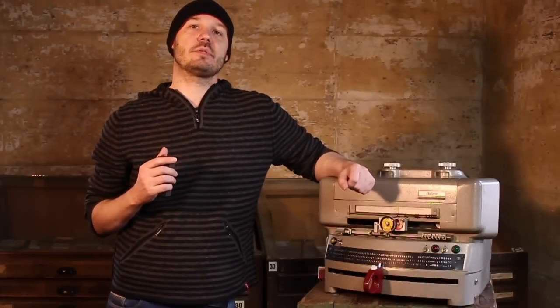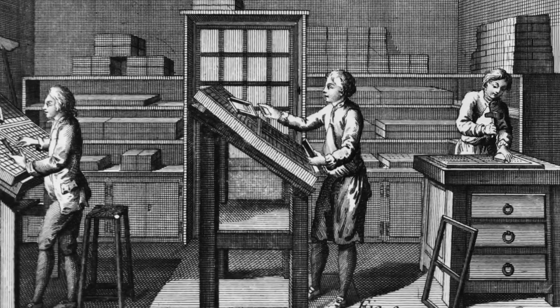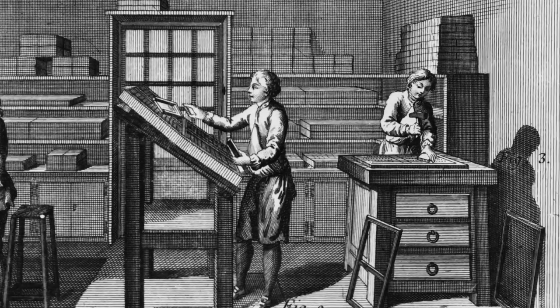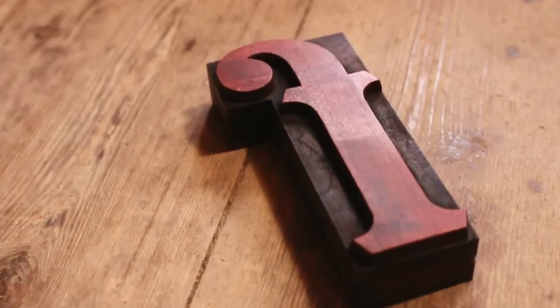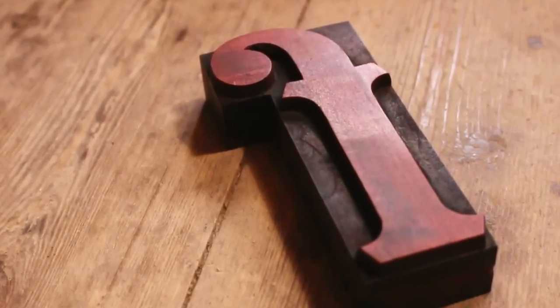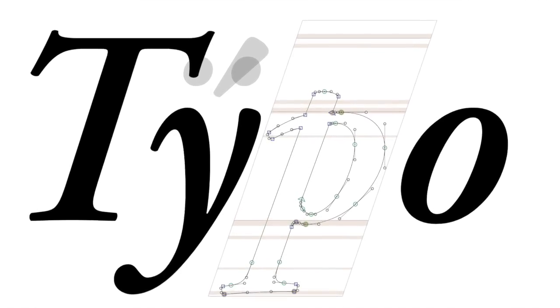When we think about typography and typesetting today, two techniques usually come to mind. The first is letterpress, used since the days of Gutenberg in the 15th century. You have a physical letter with a raised surface, you put ink on it, and then you press the letter on paper to create a print. But today we usually use desktop publishing, where the letters are stored as mathematical outline descriptions.